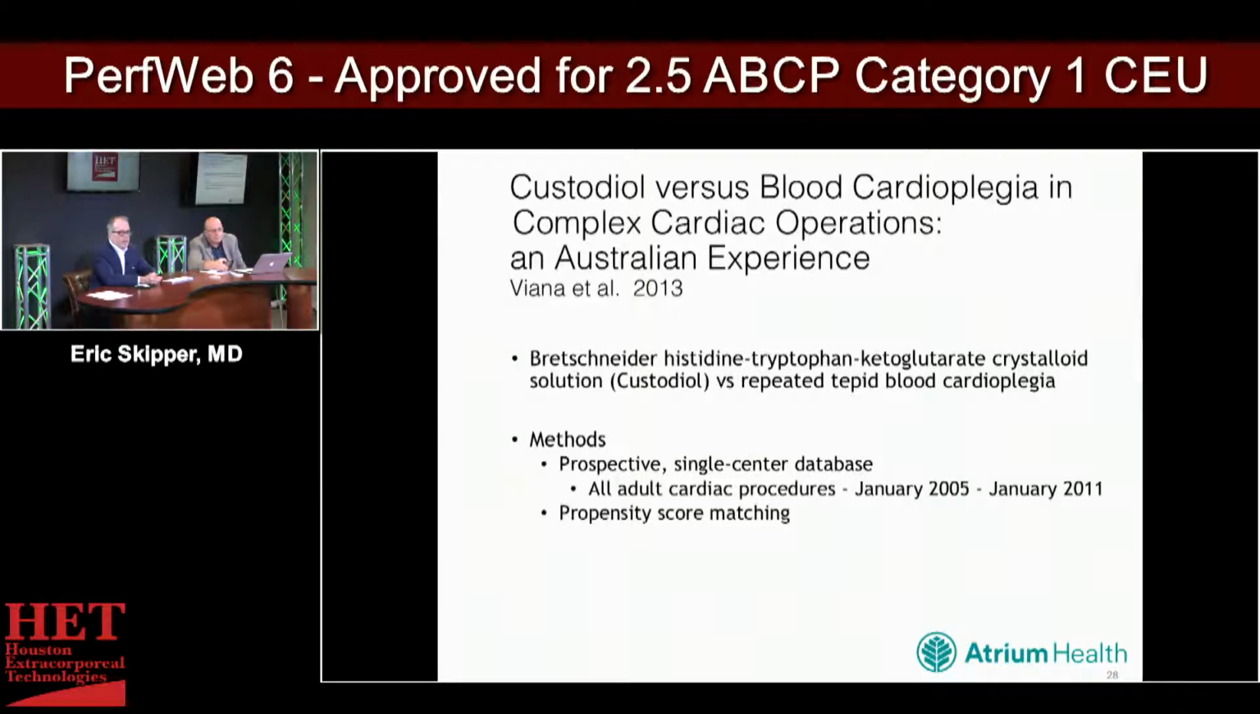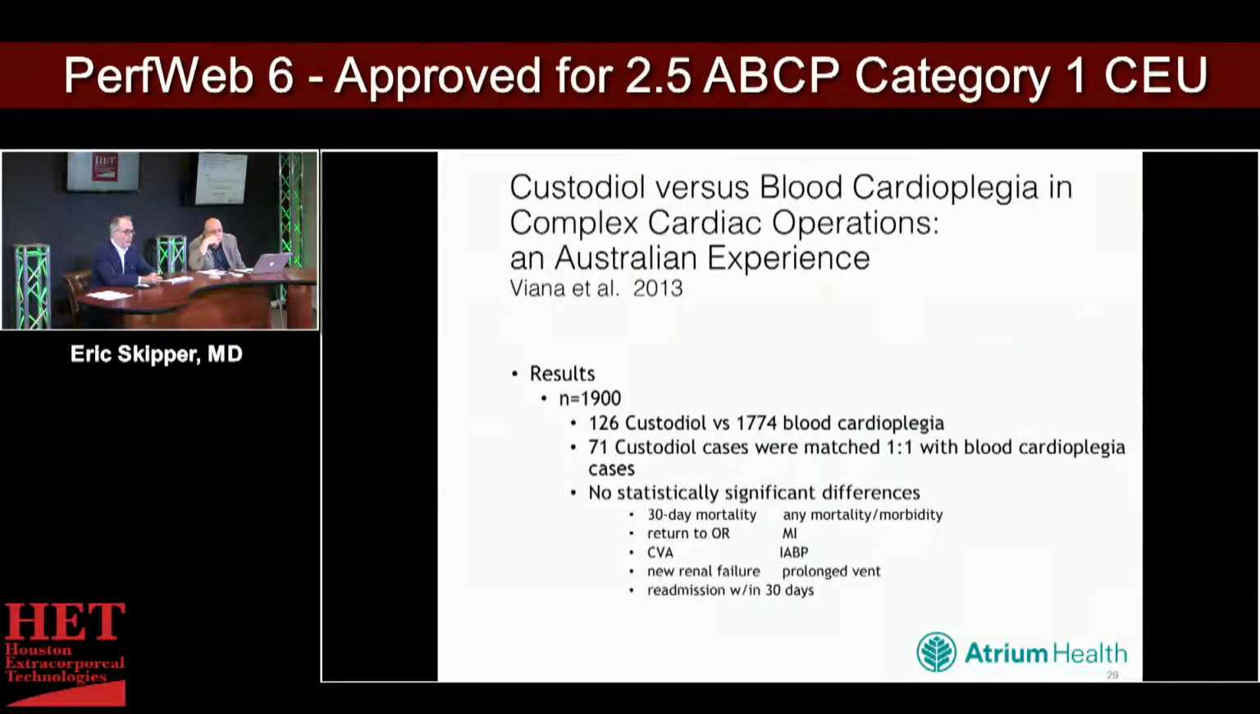If one looks at custodial versus blood cardioplegia, this is an Australian experience published in 2013. This is custodial versus tepid blood. It's prospective, single center, all procedures between 2005 and 2011, propensity match scoring, 1,900 patients, a majority of which received blood cardioplegia. That's one of the flaws of the study.